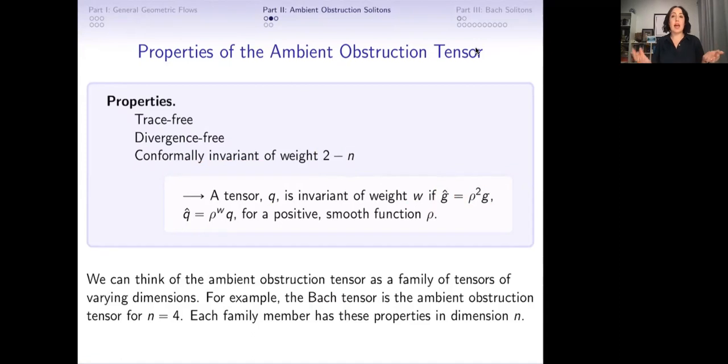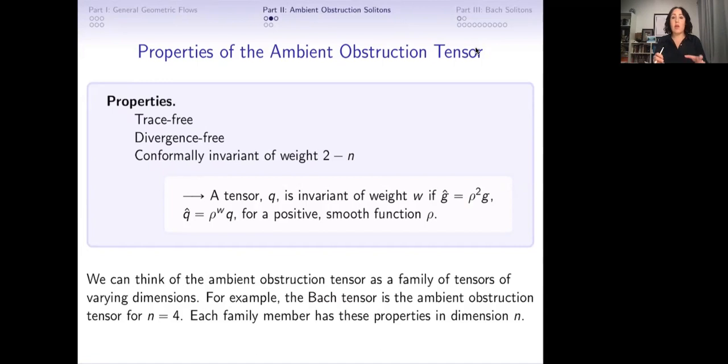Okay, this is a nice property. It's something that I think will prove useful in further studies. For now, we're just going to kind of black box it and call it conformally nice. Okay, so the ambient obstruction tensor is trace-free, divergence-free, and broadly conformally nice. Okay, useful property, but it won't really come up a whole lot in today's talk.